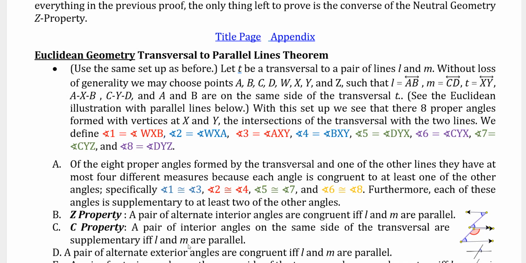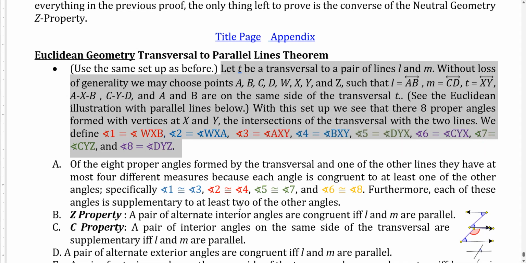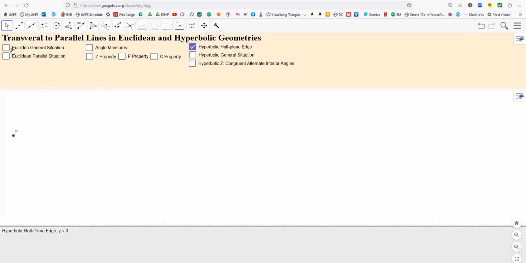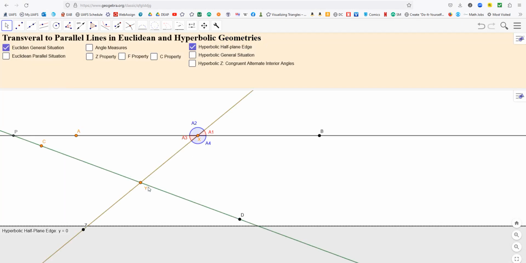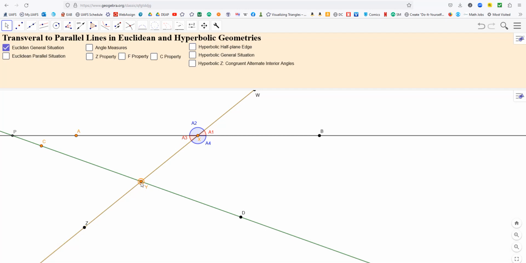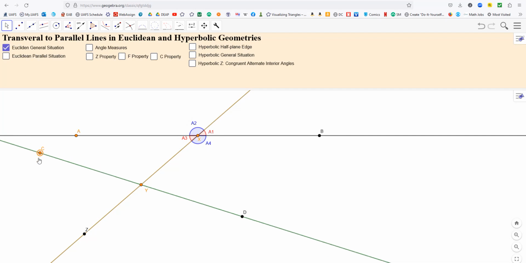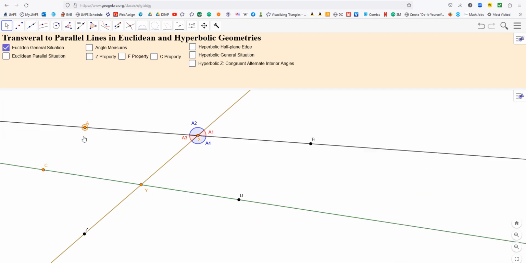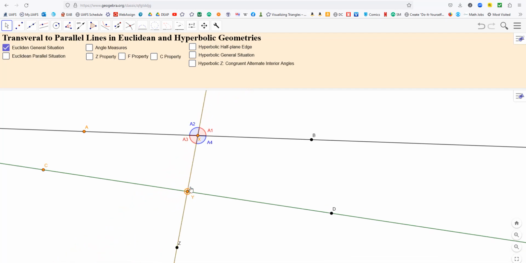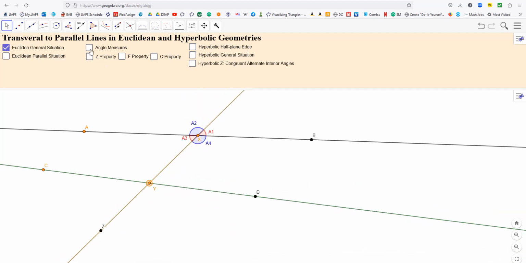In this video, we're going to talk about the Euclidean geometry transversal to parallel lines theorem. So we have this set up here. This is more technical to get everything set up. But basically, we have this set up here that I'm going to illustrate. Here's the Euclidean general situation, where we have a line and another line, two lines, and then what's called a transversal that intersects in 2 points.